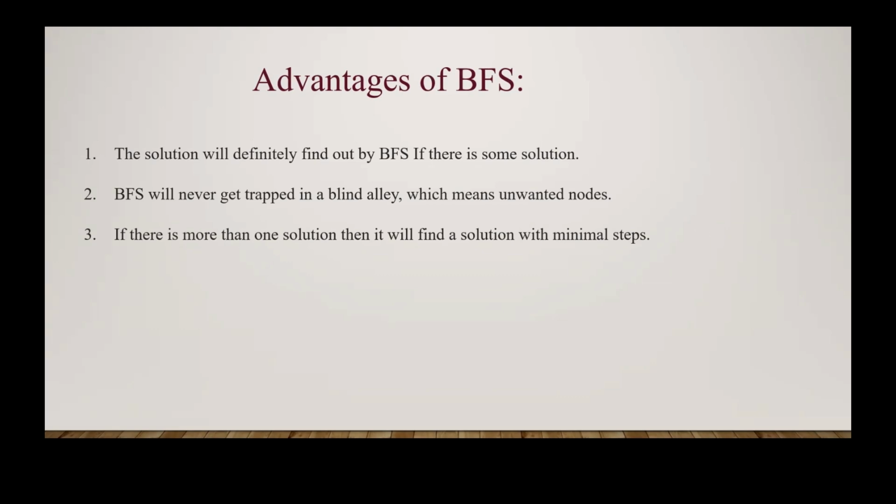If there is more than one solution, then it will find the minimal step. Means the minimum steps we have to traverse to reach a goal node. If there is more than one goal node present and we are searching for a specific node, then what happened? This algorithm guarantees that we are able to reach the goal with the minimal steps.